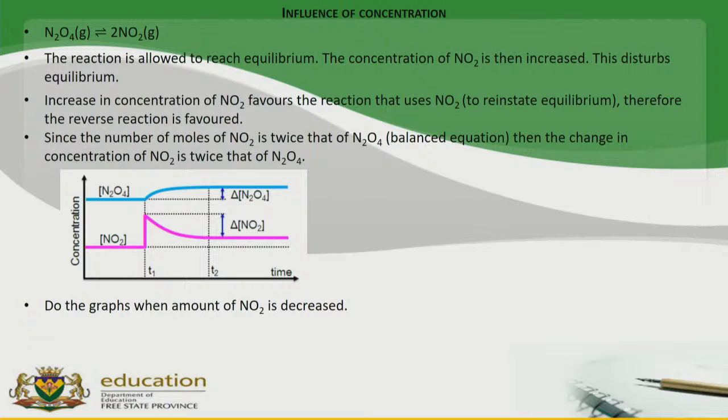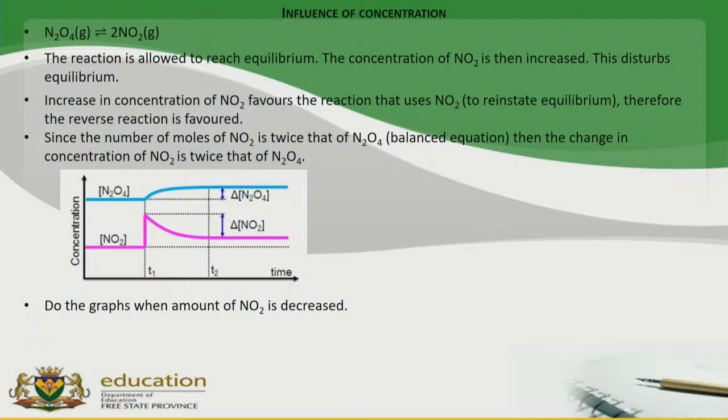Say for instance you have a reaction where N2O4 reacts to form NO2. Now remember, N2O4 is a reactant for the forward reaction and NO2 is a product for the forward reaction. Now as soon as NO2 is formed, it can go back to N2O4. Therefore, NO2 is a reactant for the reverse reaction, and N2O4 is a product for the reverse reaction. This means this reaction is reversible. Now, the reaction occurs and is allowed to reach equilibrium.